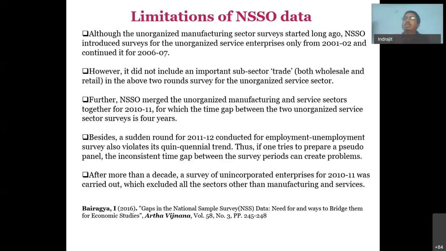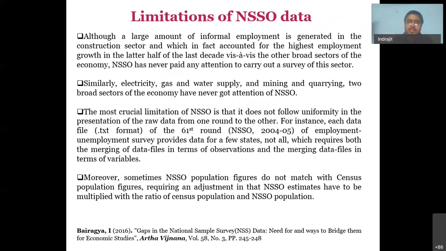Or you can create a pseudo panel, as Nobel laureate Angus Deaton said. To create a pseudo panel, you have to come up a little higher from the individual level to the district level. The district remains the same and has well-representative data, so you can create a figure for the district and a panel at every 5 years gap for that district. And so it is with the state. So these are the major limitations of NSSO data, but despite these limitations, NSSO data is widely useful.